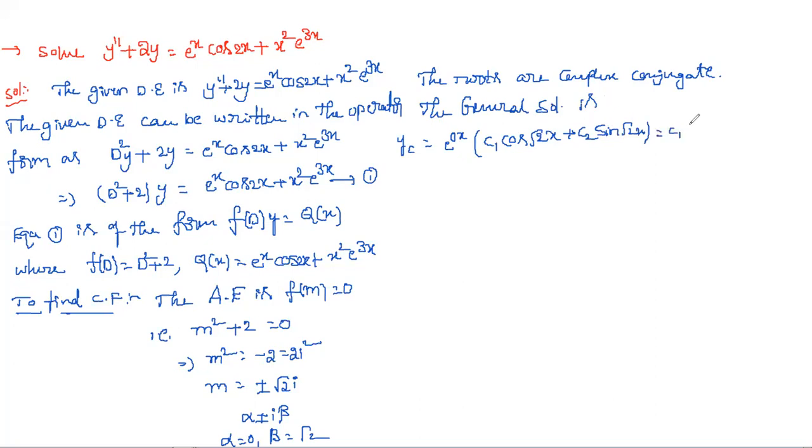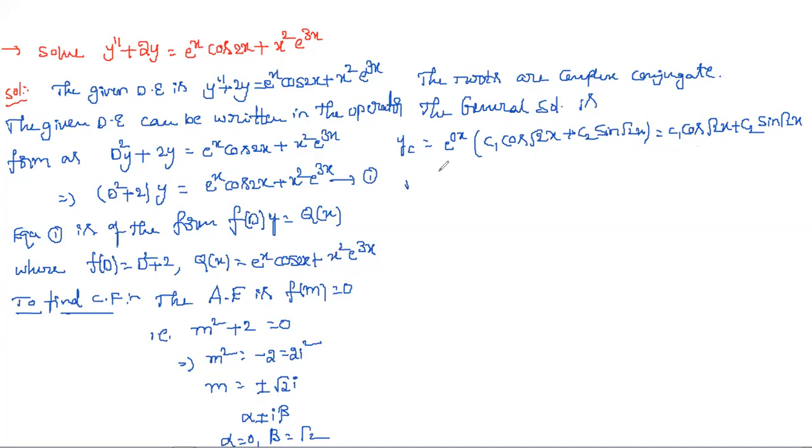So simply what can we write? c1 cos root 2x plus c2 sine root 2x, where c1 and c2 are arbitrary, and simply we can say that this is the solution. Why? Because the order of the differential equation is 2 and the number of arbitrary constants is 2. So this is the complementary function. Now we need to find the particular integral.